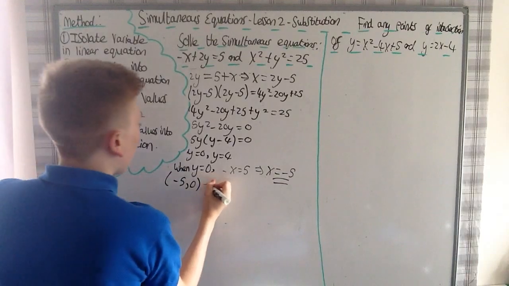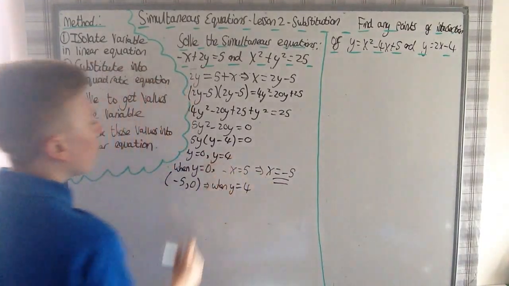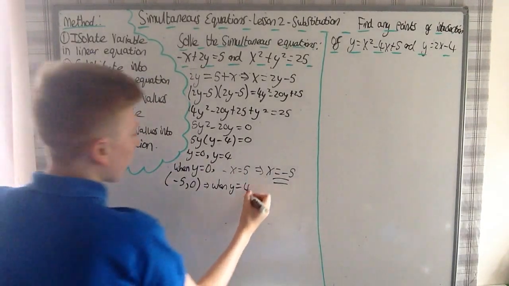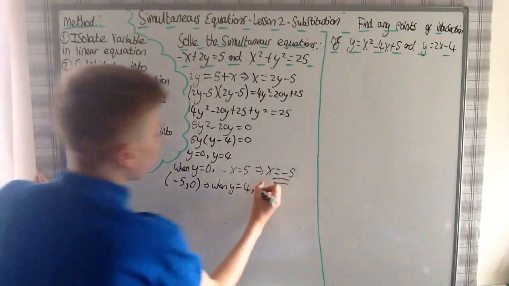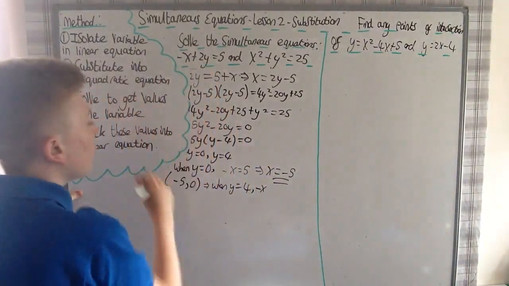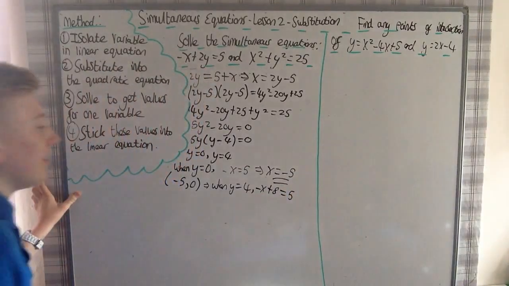Now let's consider when y is 4, which is our other possible value of y. If y is 4, then minus x plus 2 times y, well 2 times 4 is 8, equals 5. Minus x plus 8 is 5.